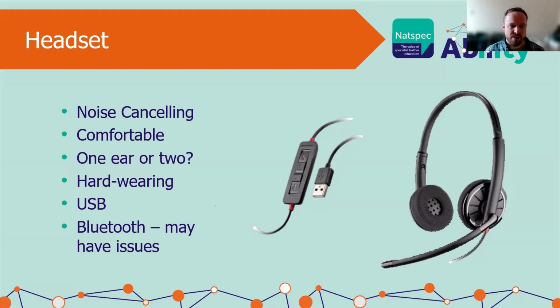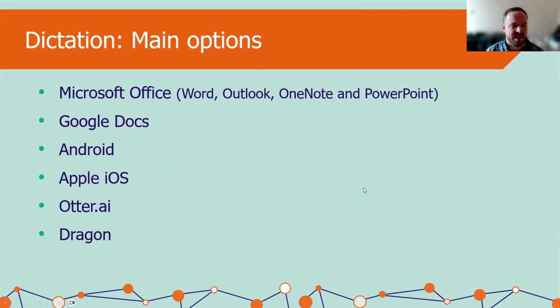So USB, better quality. Bluetooth, I mean, in the past we've said don't use it, but if it's the right thing for the student, then consider it. But there may be an issue, especially sometimes they just don't connect and there's no rhyme or reason to it. And sometimes you'll get a delay with the audio, which can be a big deal if you're looking for words to appear on the page and there's a delay. So just worth considering those two things.